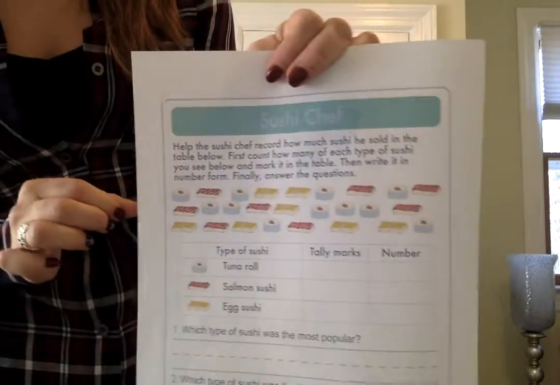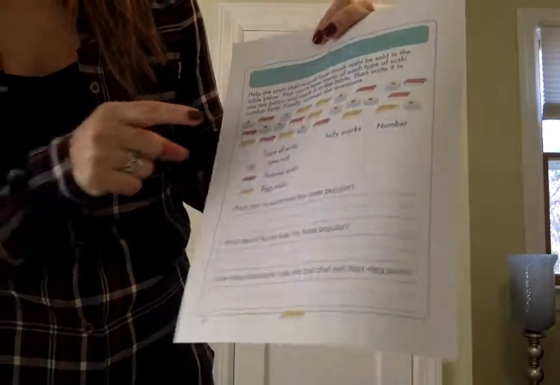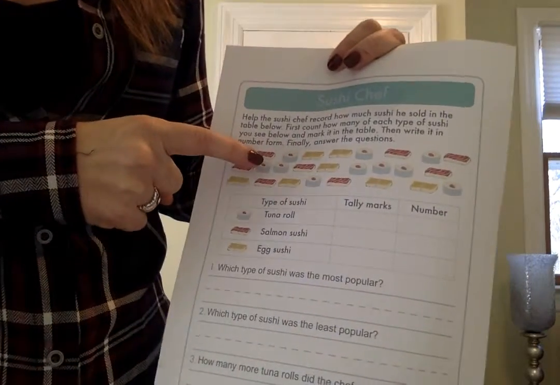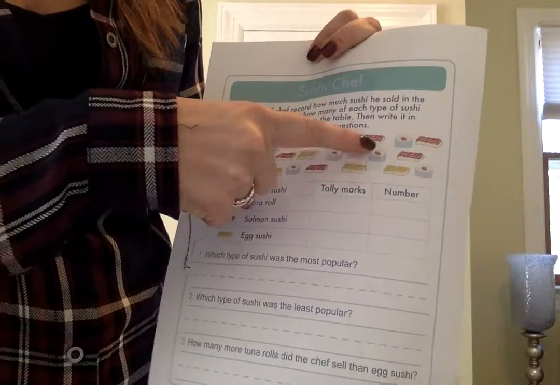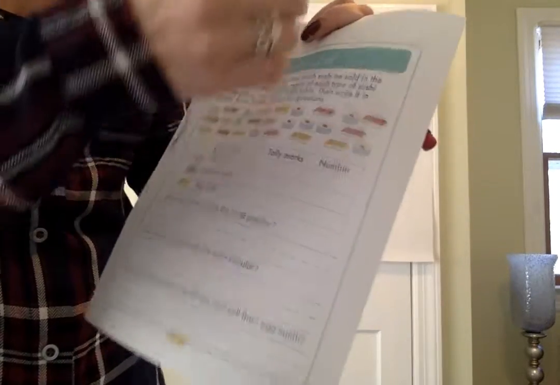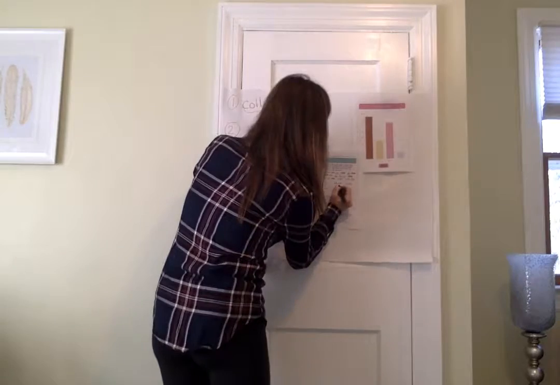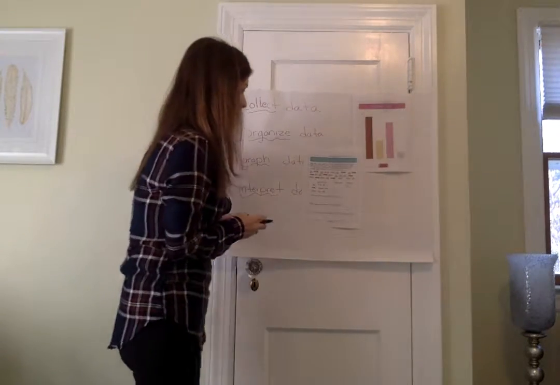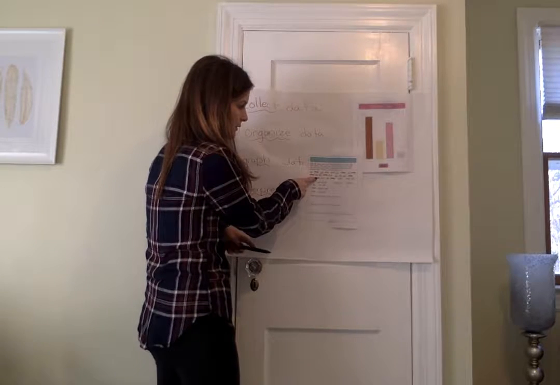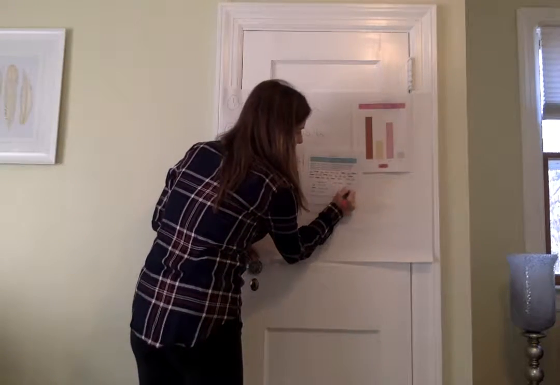First we need to see how many tuna rolls there are. So that what we do is we count. Let's count the tuna rolls. 1, 2, 3, 4, 5, 6, 7, 8, 9, 10, 11. Good. 11 tuna rolls. So I'm going to put 11. Next, we're going to count the salmon rolls together. Are we ready? 1, 2, 3, 4, 5, 6, 7, 8. We have 8 salmon rolls.